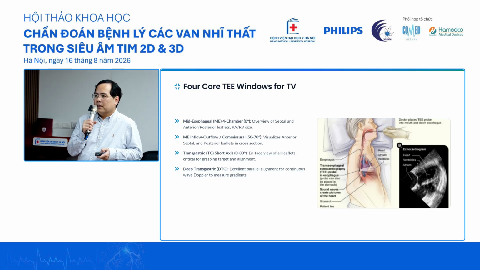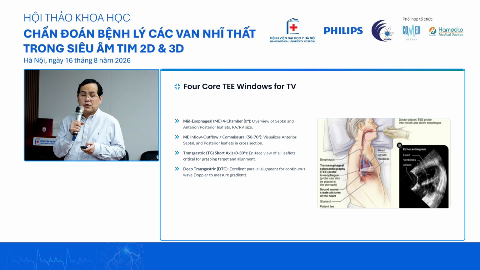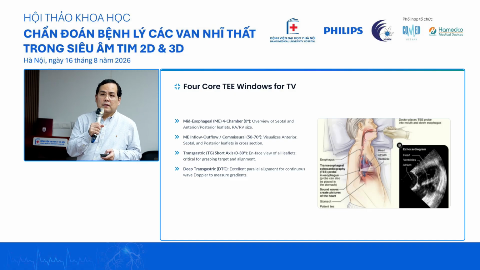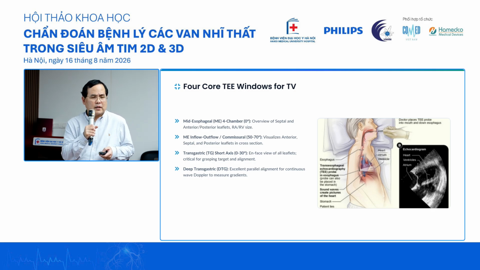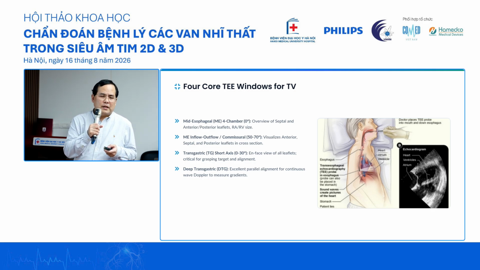And then if you want to, you can do a deep transgastric view, which provides excellent parallel alignment for continuous wave Doppler to measure the gradient. So it's very essential. You look at the color Doppler, how much residual tricuspid regurgitation. After that, you go into the deep transgastric to look at the gradient, to see whether it has really caused any tricuspid stenosis.